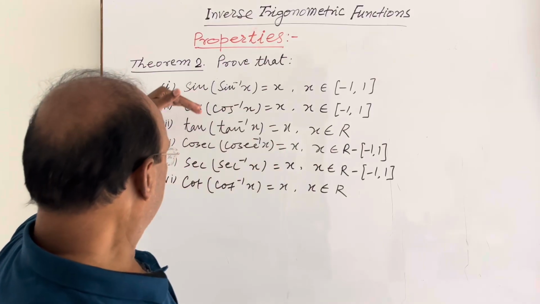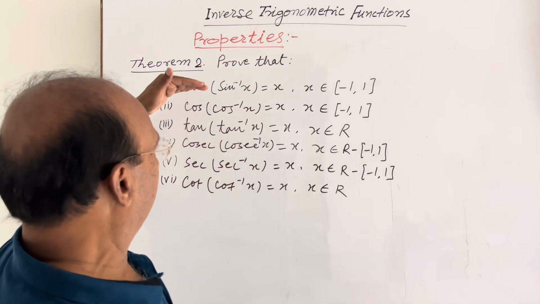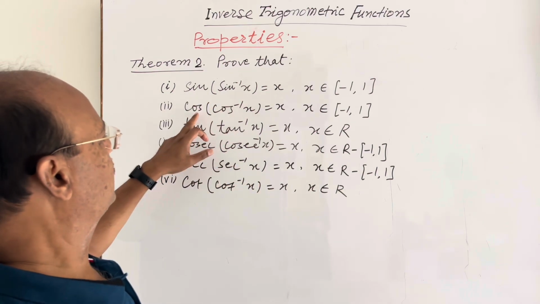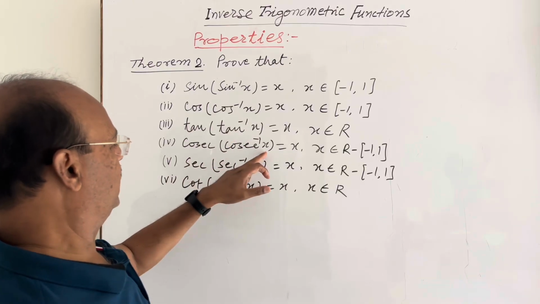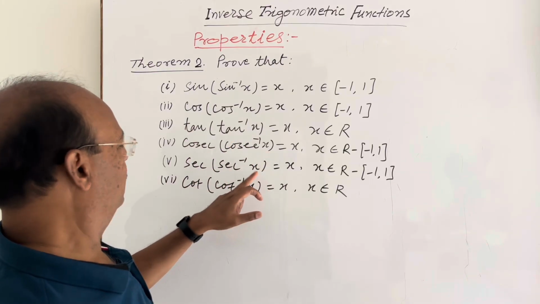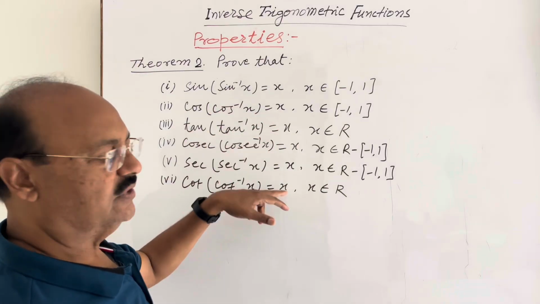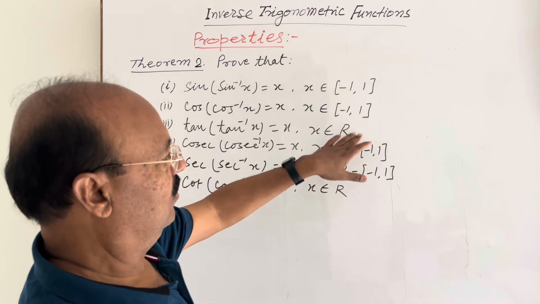So all these 6 formulas are important, and the pattern is exactly similar. This is sine of sine inverse, this is cos of cos inverse, tan of tan inverse, cosec of cosec inverse, sec of sec inverse, cot of cot inverse. Each of these is equal to x. We have to remember this range only, okay?